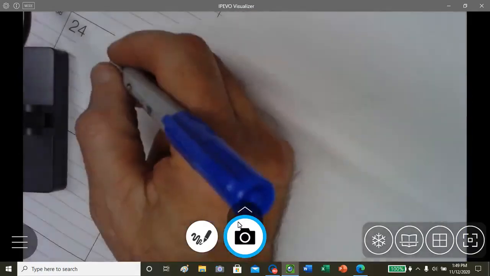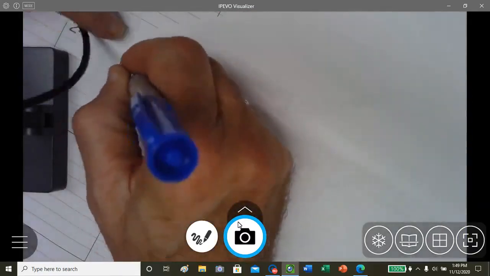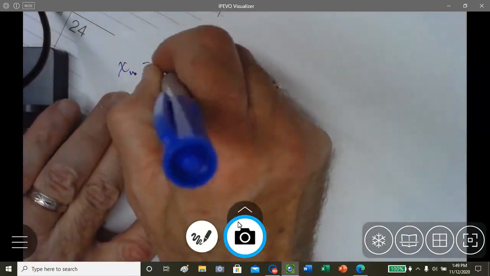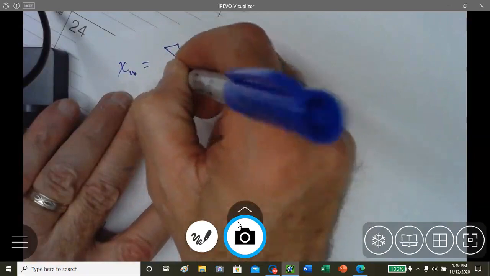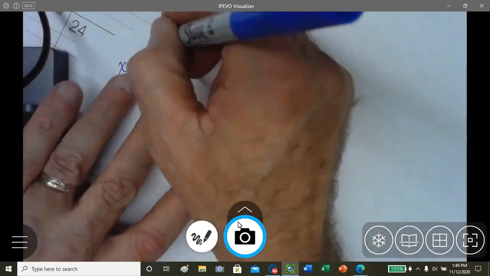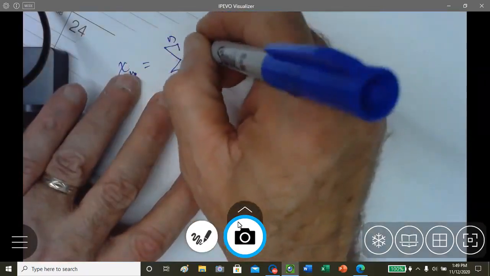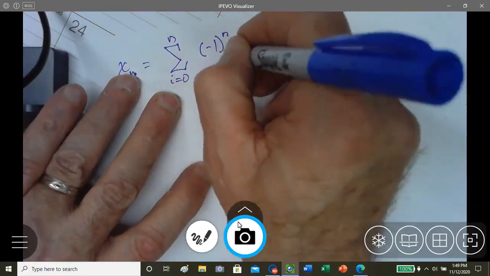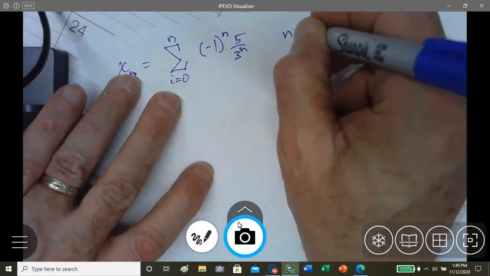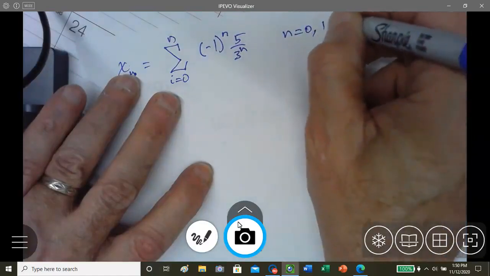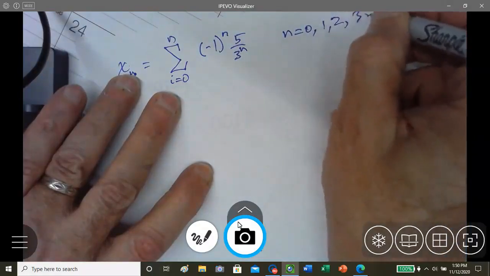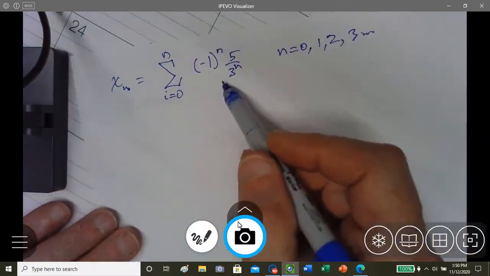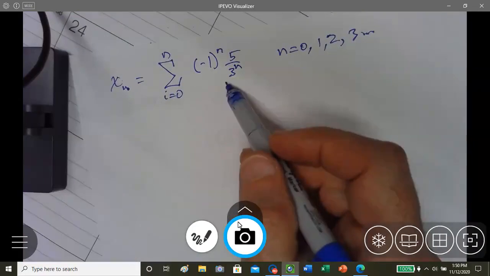Okay, so here we have x sub n equals the summation of i equals 0. A lot of times it starts with 1, but this one starts with 0, to the n, of negative 1 to the n times 5 over 3 to the n, where n starts with 0, 1, 2, 3, and so on. So we want to see if this converges.